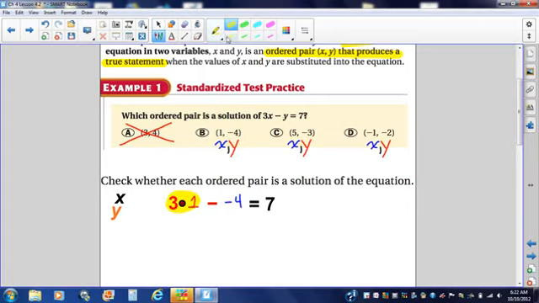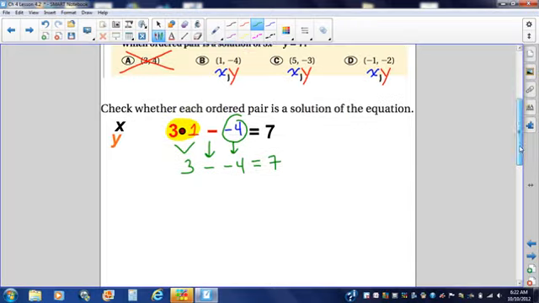Alrighty, I'm going to follow order of operations. So I'm going to do my multiplication first. 3 times 1 is going to be 3. I'm going to pull down the minus, and I'm going to pull down the negative 4. Be a thief, bring down the 7. Now, you should remember that when you have two negatives in a row, it turns into a positive. Do it again. I had two negatives in a row. They are going to turn into a positive. Now, 3 plus 4 does give me 7.